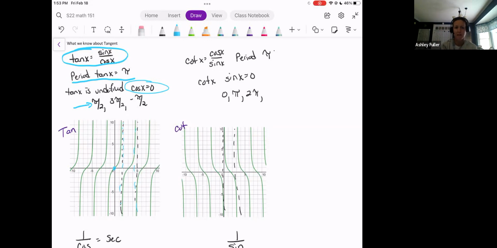But also notice the key part here that it passes through the point 0, 0. Because when x is 0, the sine of x is 0 and the cosine is 1, meaning that the point is going to be 0 here.